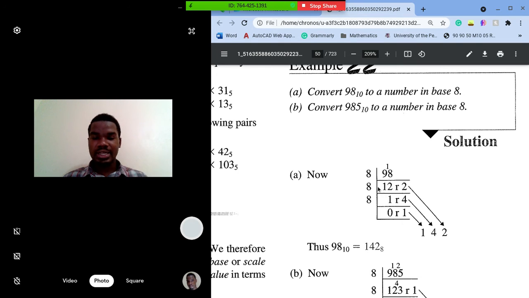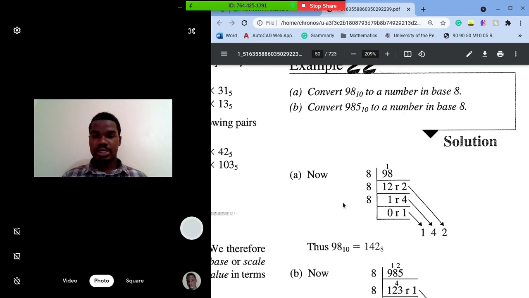And then we said 8 into 12 goes 1 time, because 8 times 1 gives you 8. To get to the next multiple of 8, which is 16, you can't. So therefore the remainder from 8 to get to 12 is 4. And then 8 into 1 goes 0 times, and you carry that 1 to the next remainder column. So your answer, when you convert 98 base 10 to base 8, is 142.